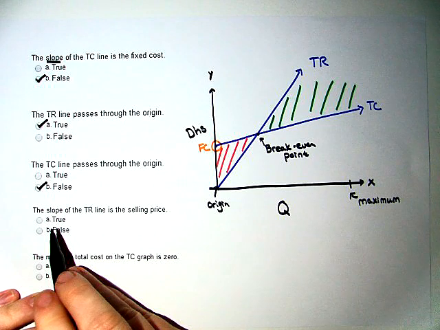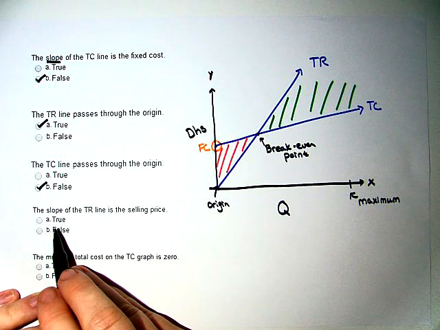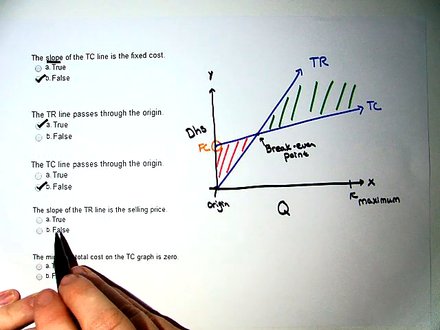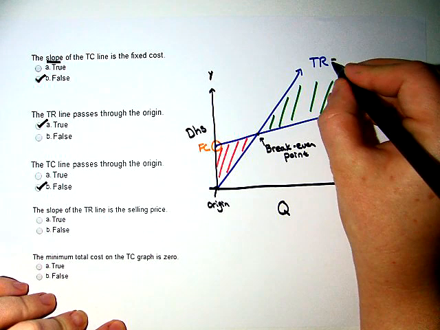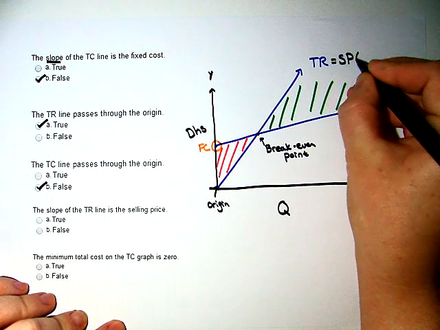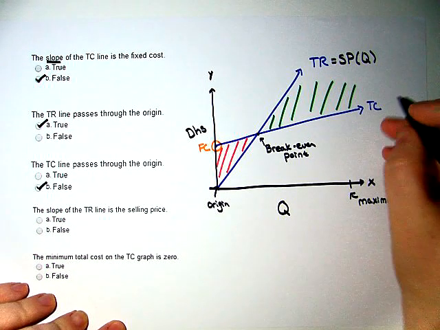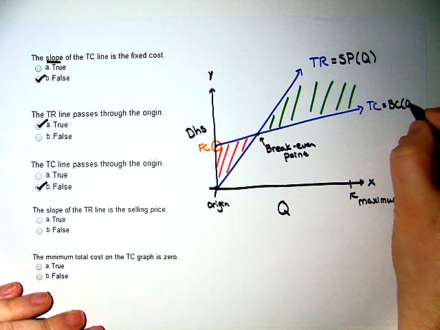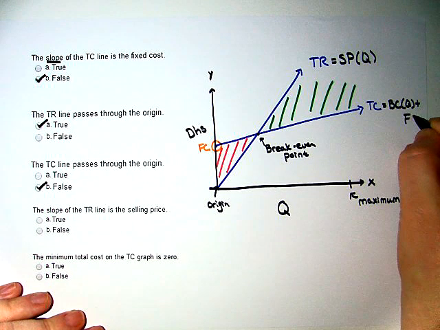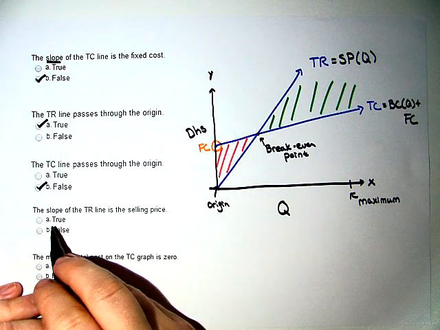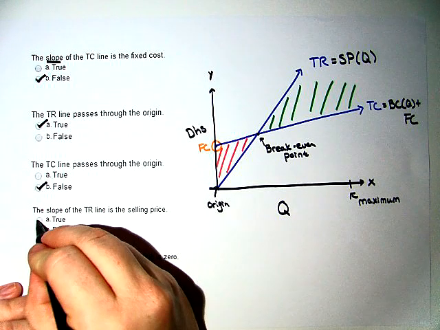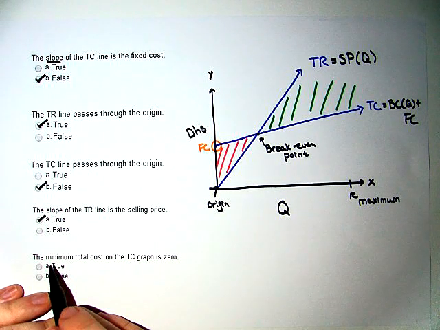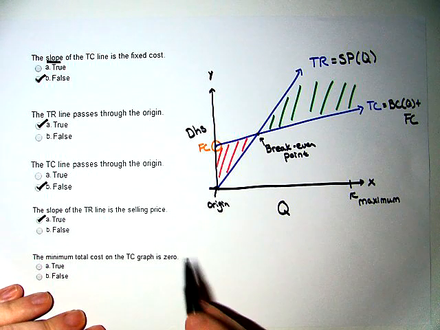The slope of the total revenue line is the selling price. Well, we know that for total revenue, that's going to equal our selling price times our quantity. With total cost, it's going to equal the buying cost times the quantity plus the fixed costs. Okay, so the slope of the total revenue line is the selling price. That is true.